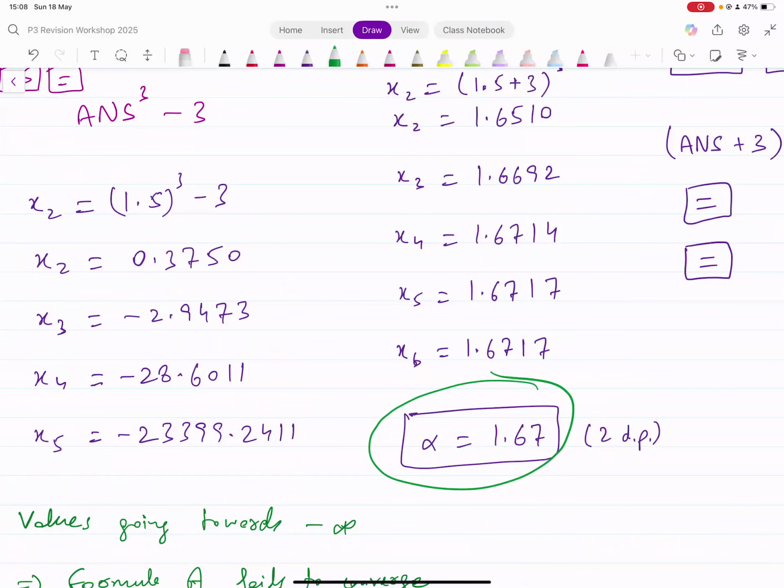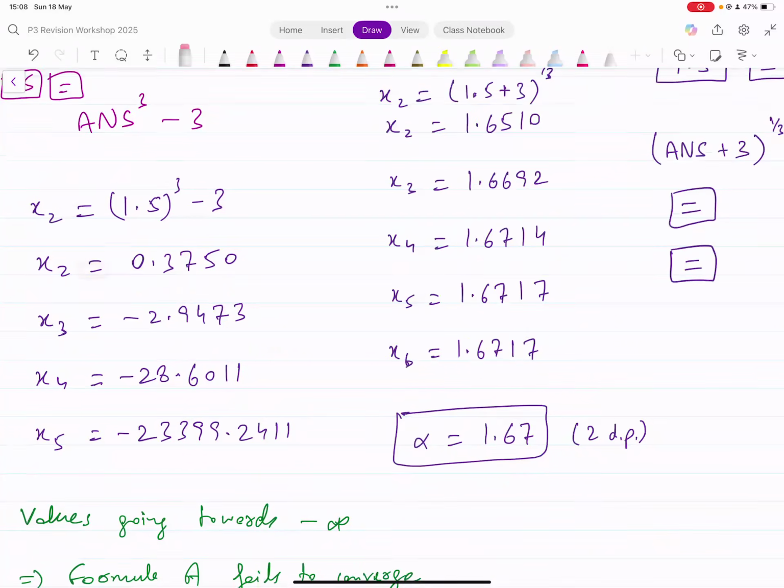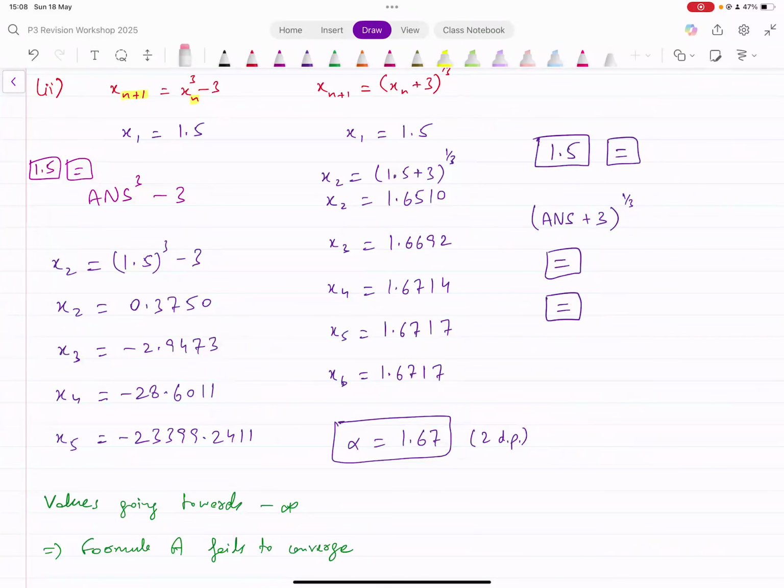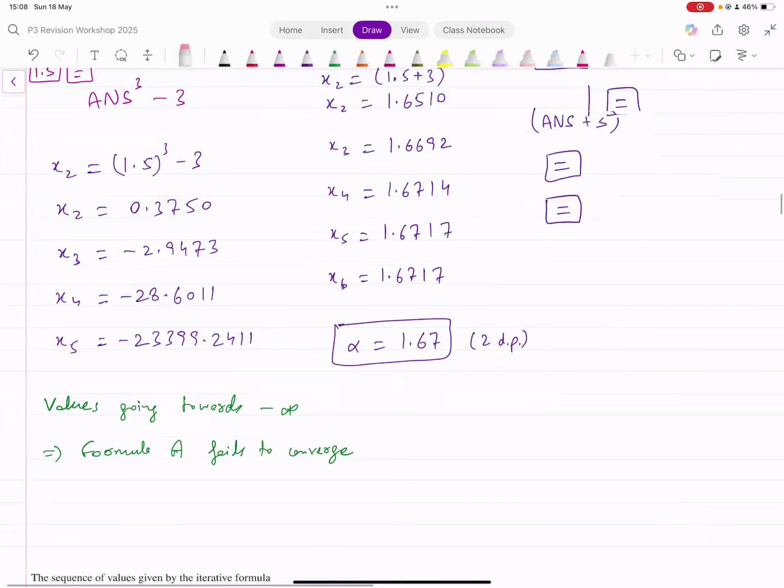Do not write x equals 1.67. Do not just write 1.67. Write alpha equals 1.67. They can sometimes deduct a mark for this as well if you don't write alpha equal to that. Okay. Again, in easy topics, they tend to deduct marks for very simple things. So in this case, you have to be careful. Alpha equals 1.67. That's your final answer. That's what you get here.